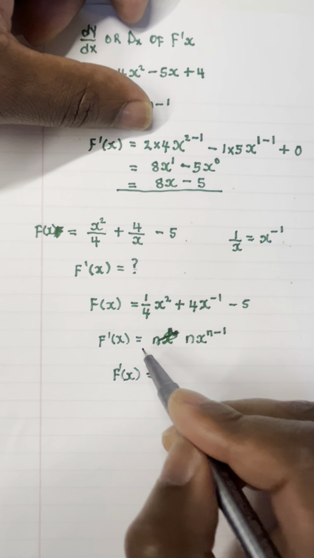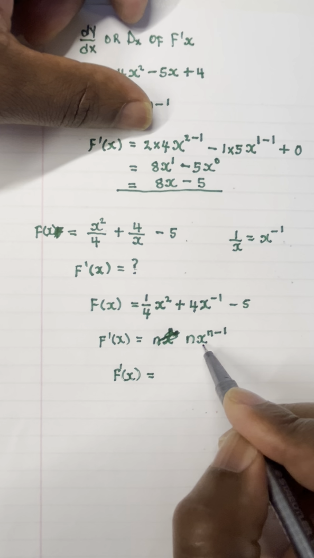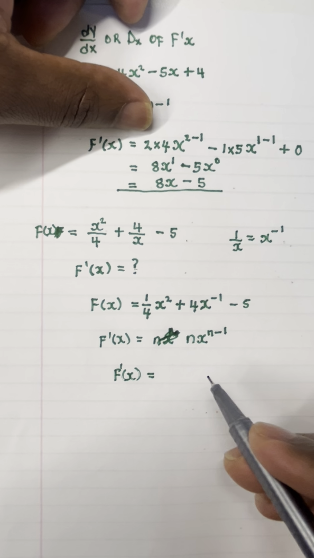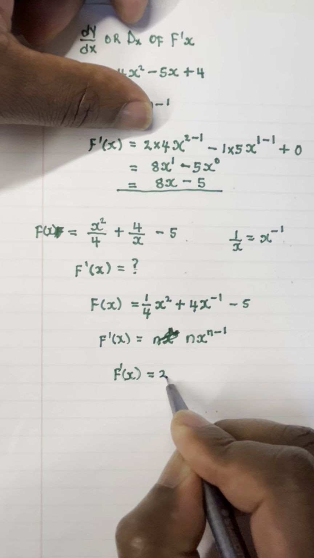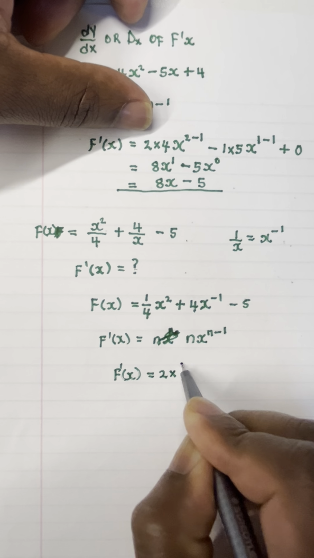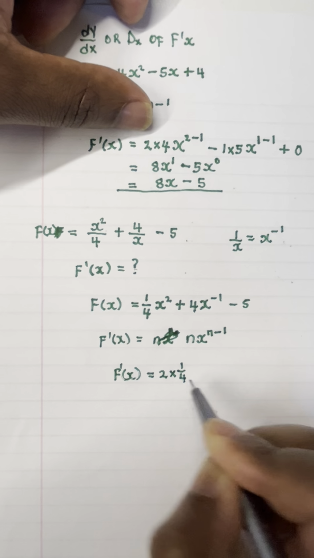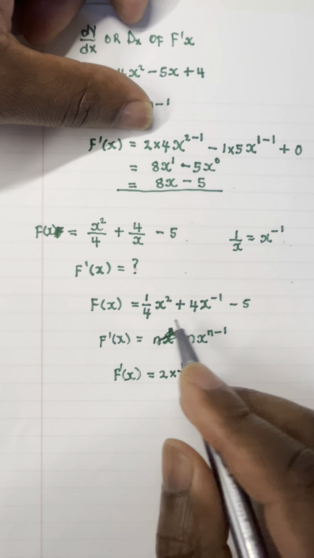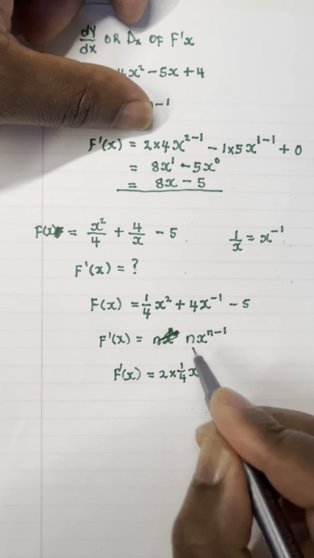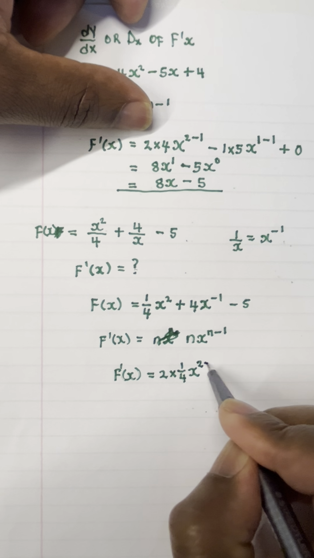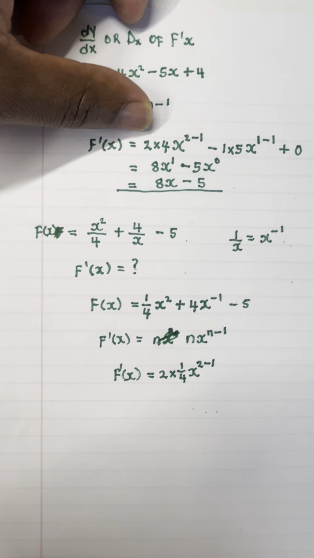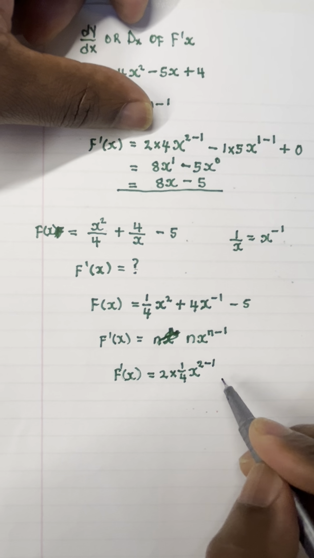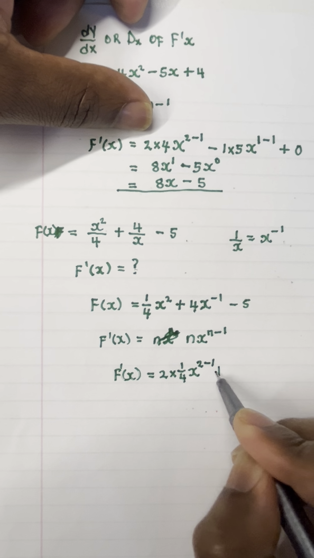So now in solving for that, we would say f prime of x equals. We take the 2 down because the 2 is our n over here, that's our exponent. So we say 2 times 1 over 4, and then x to the power of the exponent 2, but now it has to minus 1. All right, and then we'll continue. Plus.